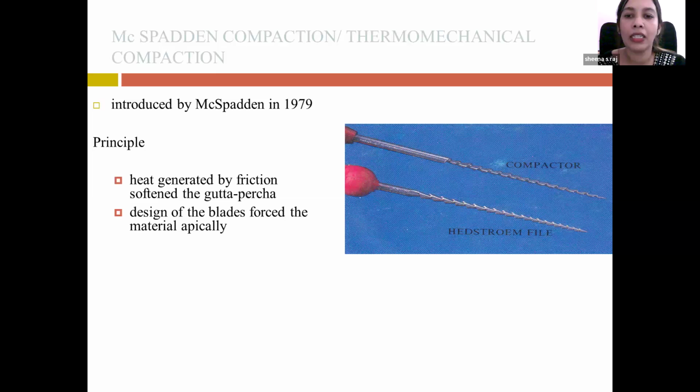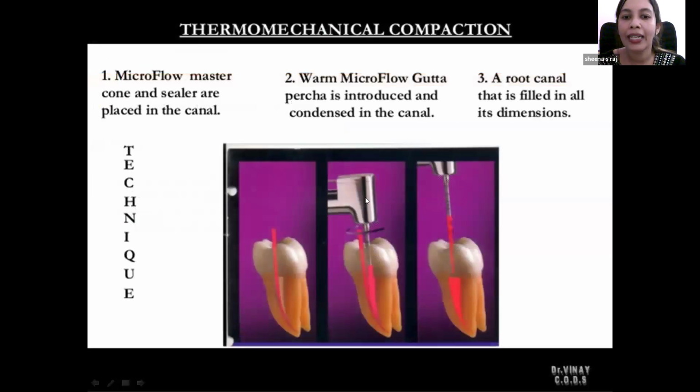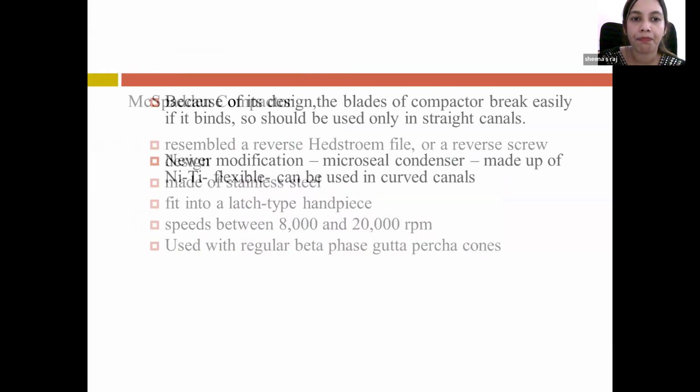McSpadden's compaction method is there. This is actually like a Hedstrom file in which gutta percha is coated. We place that in the canal, and the handpiece moves at a high speed, and because of that the gutta percha flows into the canal, and that H-shaped file will come out. So this is how you have to know.